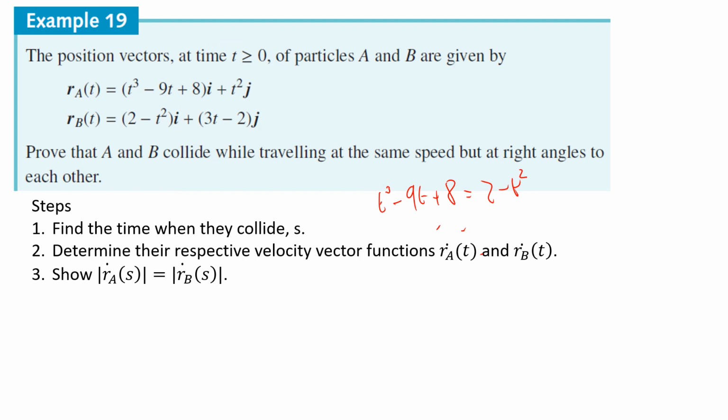Okay, and finally, we need to prove that they collide at right angles. What do we do to show that? Hopefully most of you are onto the fact we're in the field of vectors. What's the easiest way to prove that two vectors are at right angles to one another? That would be, of course, the dot product. So the last thing is, once we've got that time, which looks like it's t equals 1 or t equals 2, we sub it into our respective velocity vector functions for particles A and B, show that their dot product is equal to 0, and voila, you've answered the question in full.